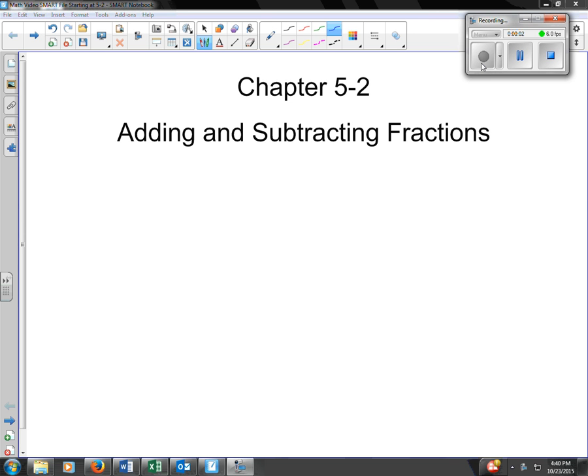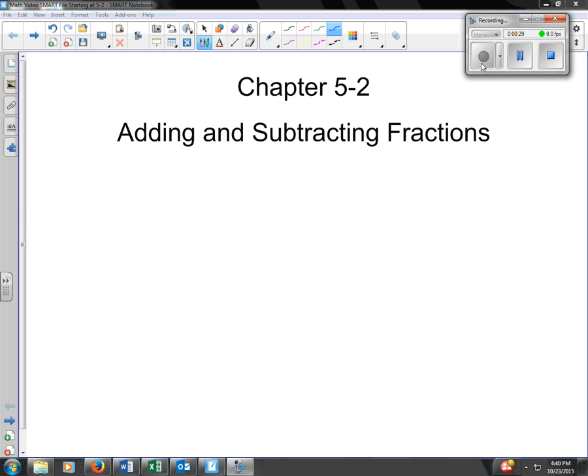Okay, here we are in chapter 5, section 2. We are skipping section 1, so we go right into section 2, and that is adding and subtracting fractions. Yes, this is a little bit of a review for you because you had this in previous grades, but we're going to need this in the next chapter.